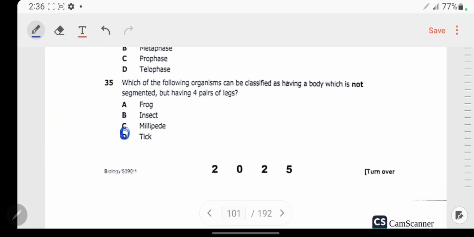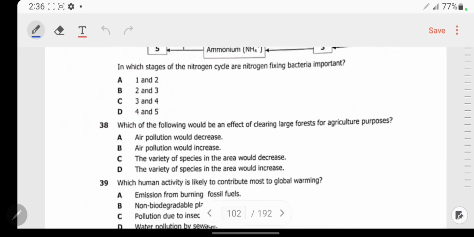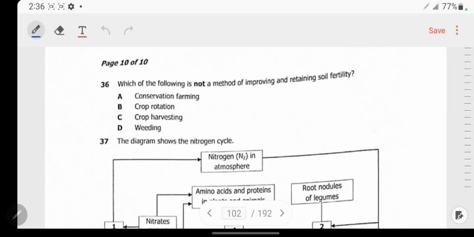D. Looking at the next question, question 36, which of the following is not a method of improving and retaining soil fertility? We have conservation farming. To conserve is to protect. We have crop rotation, and also weeding. A weed is just an unwanted plant. Sometimes a weed might be useful. But crop harvesting, when you remove crops, you are not improving the soil.